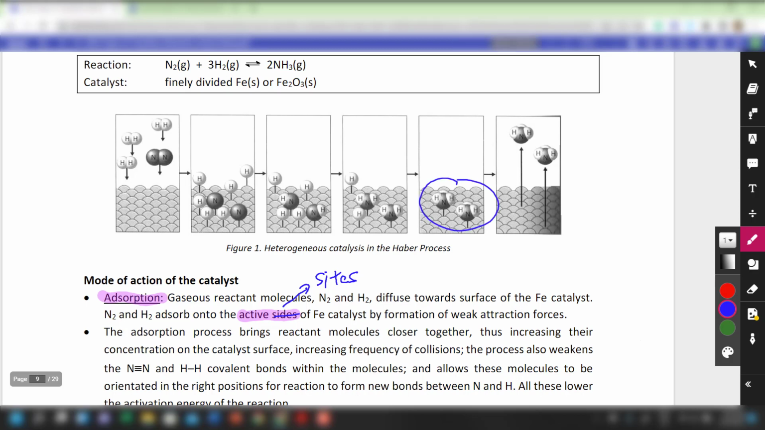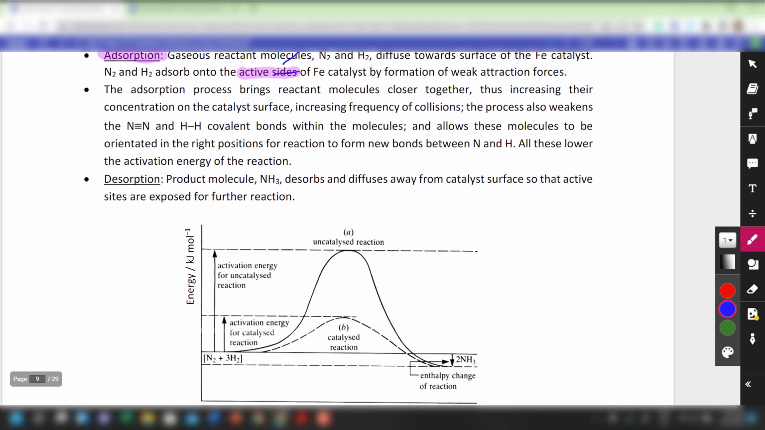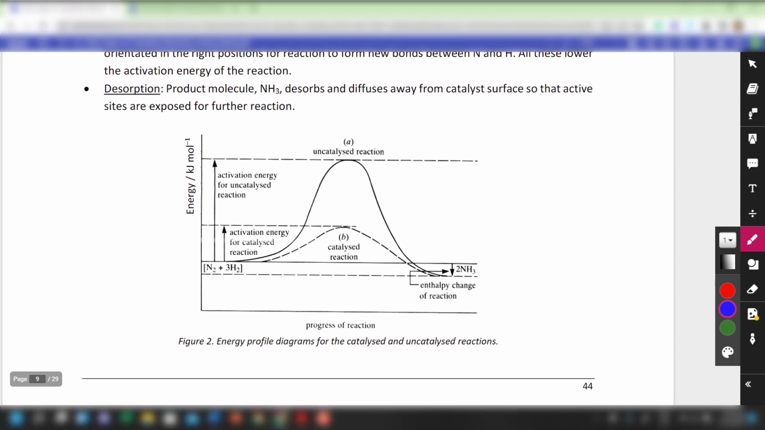Yeah, so you need to give it a bit of time to diffuse away from the surface so that the active sites can then be made available for further reaction to take place. Okay, if you want an energy profile diagram, it will look something like that. The catalyzed pathway should have a lower activation barrier.